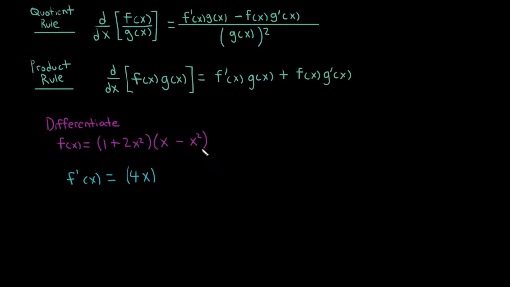And then we just take the regular second function, so x minus x squared, and then we add that to the regular first function, 1 plus 2x squared, and we multiply it by the derivative of the second function. So the derivative of this second function would be 1, because the derivative of x is 1, and this would be minus 2x.